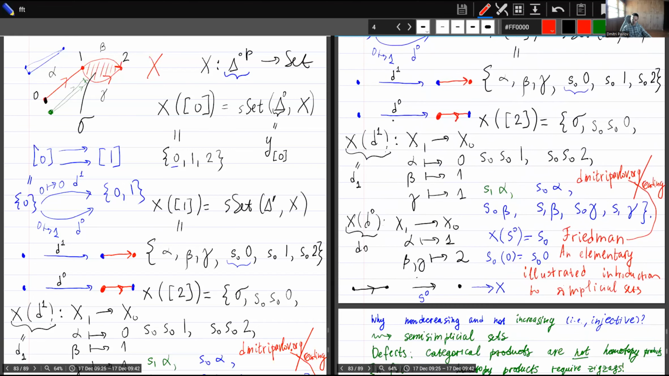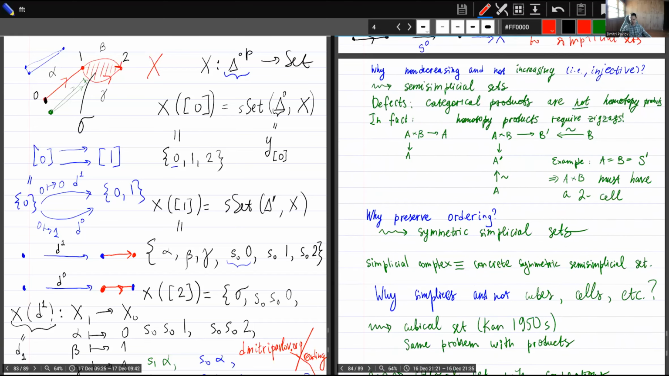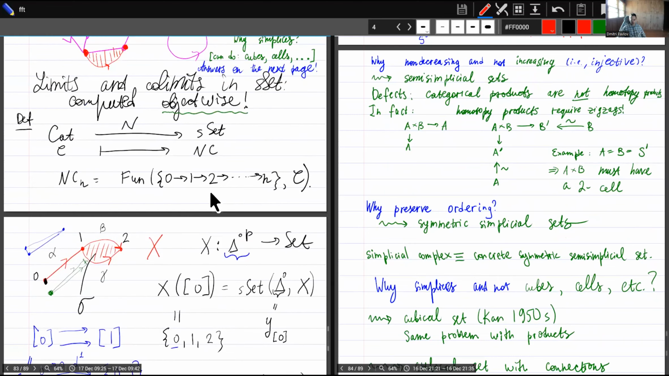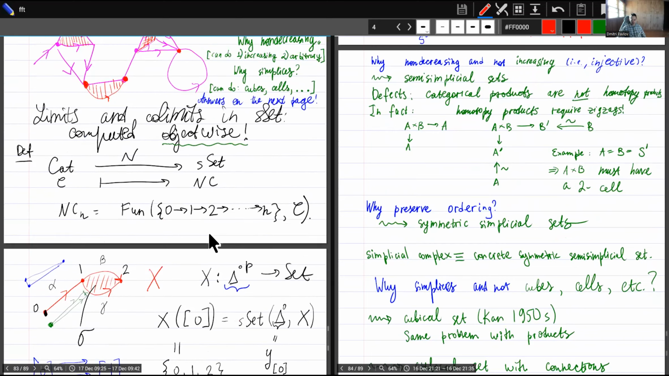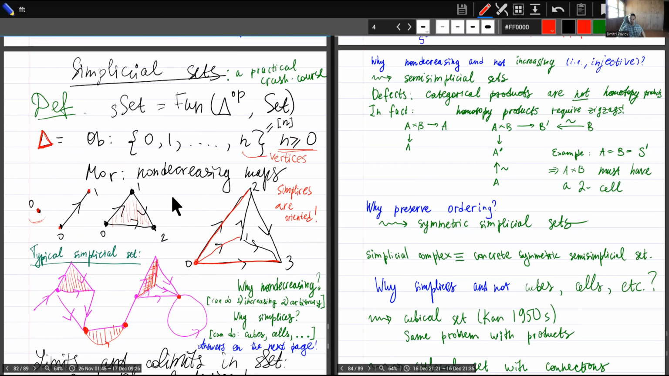Let me offer maybe very quickly some comments which should address some very frequent questions about some choices we made. One of them we already mentioned: why exactly do we need degenerate simplices? Here I said non-decreasing maps, but I could have also said increasing maps. I could have required them to be strictly increasing.